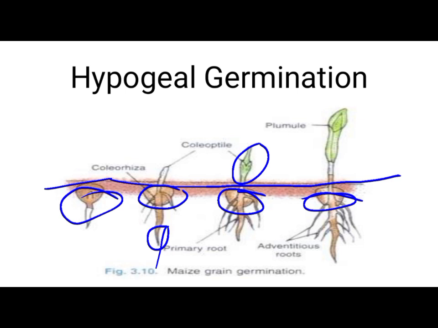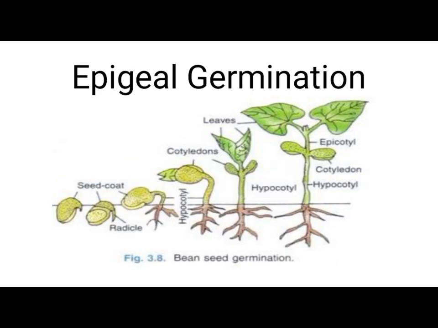Examples of this type of germination are found in all monocotyledonous plants like maize, guinea corn, millet, and wheat. They undergo hypogeal germination. And the other type of germination is epigeal germination. In epigeal germination, the cotyledon or cotyledons will come out of the seed coat above the level of the soil.